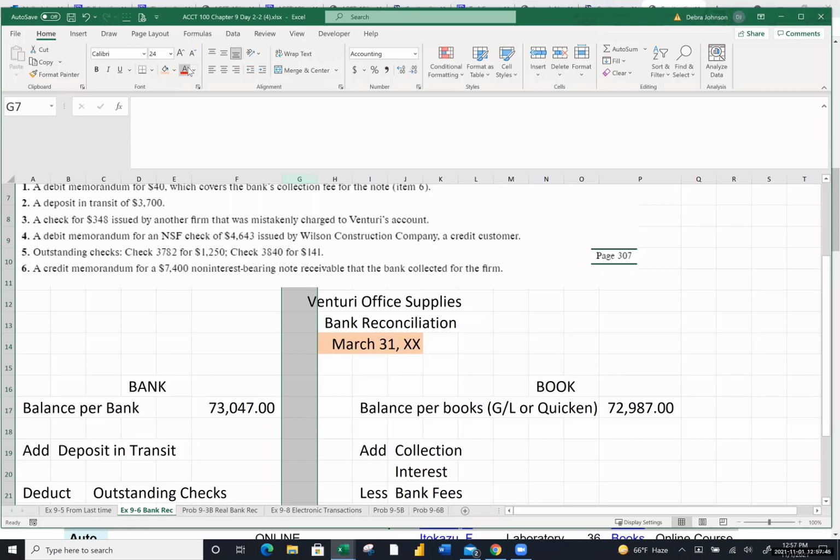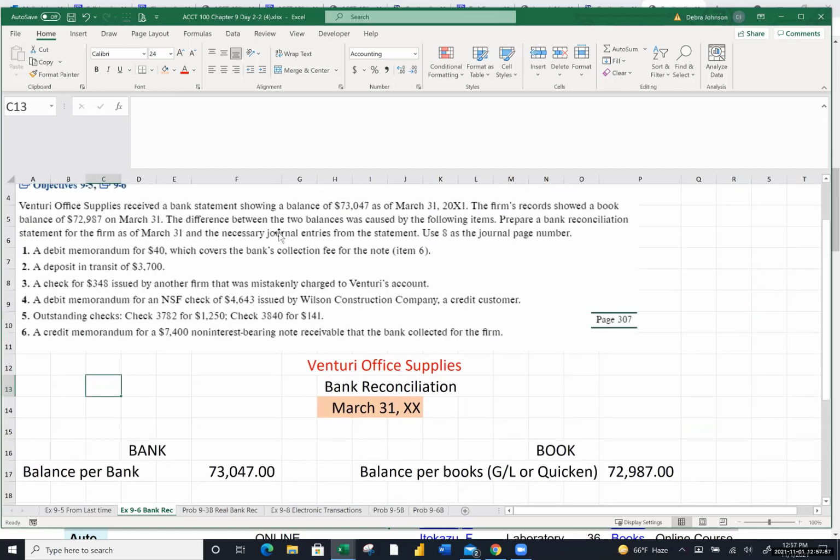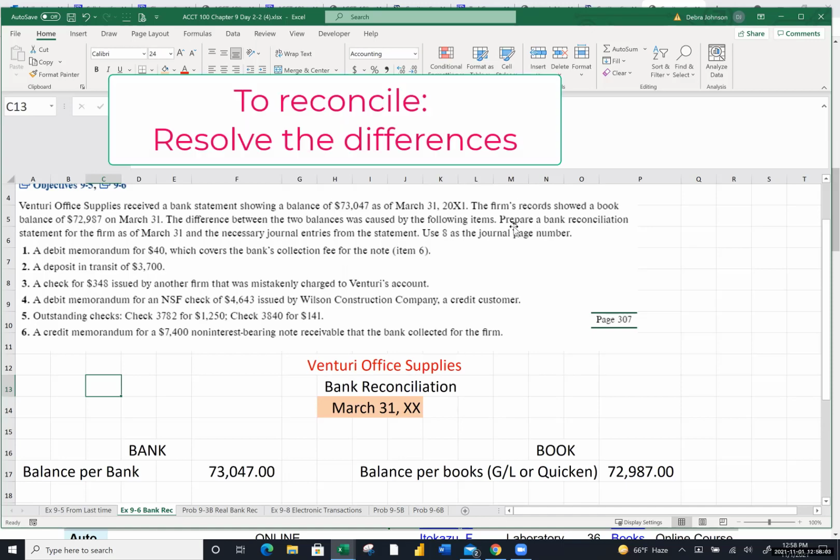I am going to make a column where I put letters, or the numbers in this case, that will match up with where we got them from. So I'm just going to go line item by line item through here. It says the difference between the two balances was caused by the following items. This is what I'm going to ask you to do: prepare a bank rec and do the journal entries. Okay, so this is pretty similar to what you'll be asked to do.